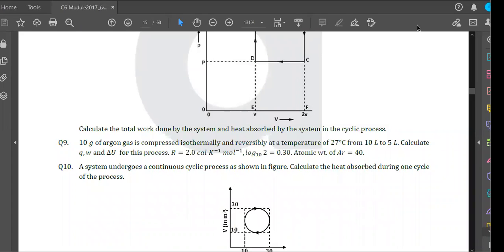Now, question number 9 is just formula putting and getting. Yes or no? What's the doubt in question number 9? Because it is just formula putting and getting. What's the formula for work done in an isothermal reversible process? I just said that. Jitendra, tell me, what is the formula?